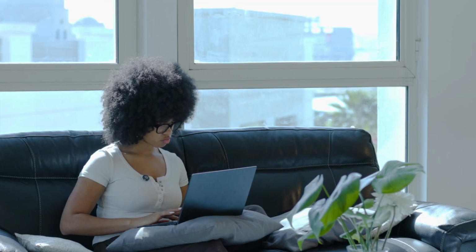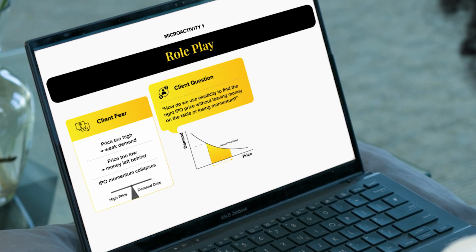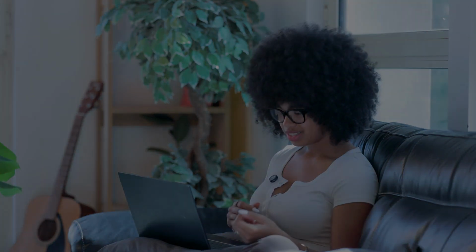Let's keep theory aside for a minute and step into a scenario. Patricia, you're advising a client who's nervous about IPO pricing. How do we use elasticity to find the right price point without leaving money on the table or losing momentum? Well, first I'll look at demand elasticity for similar IPOs in this sector. If demand has been inelastic historically.